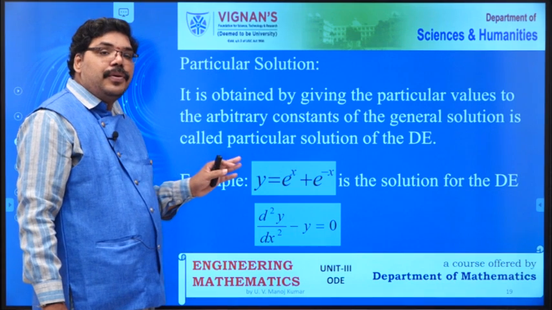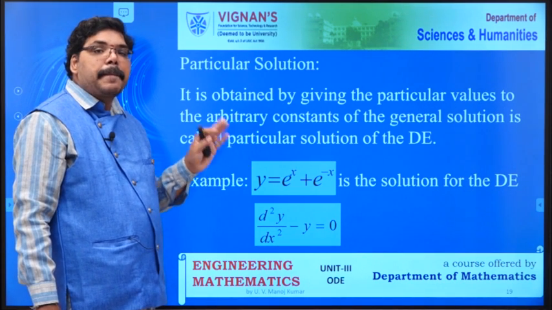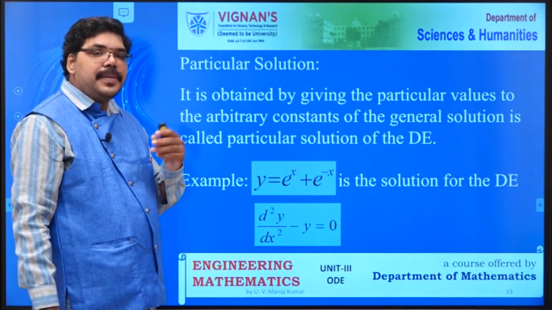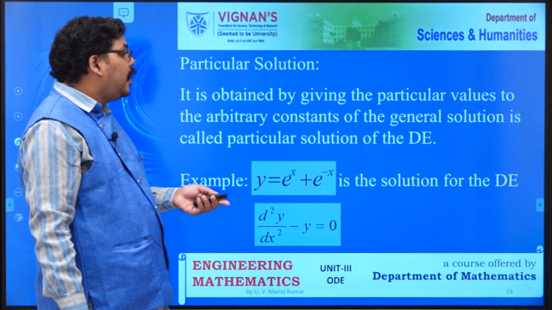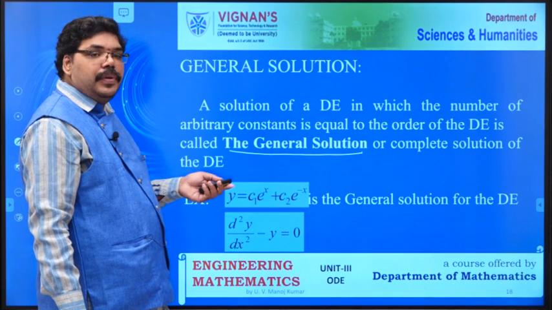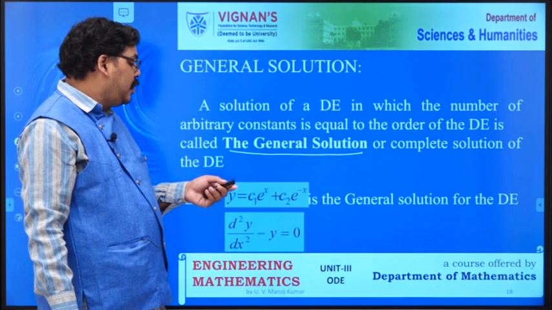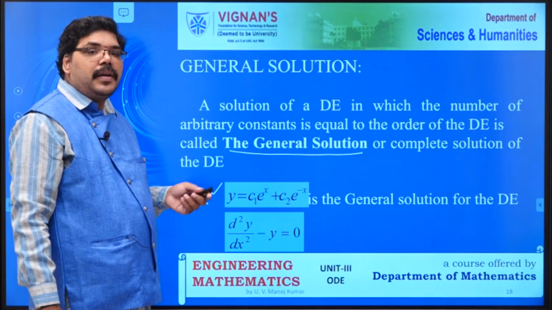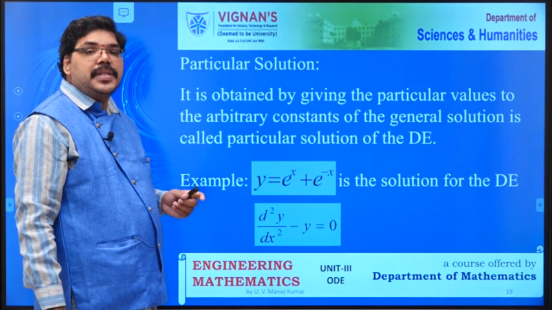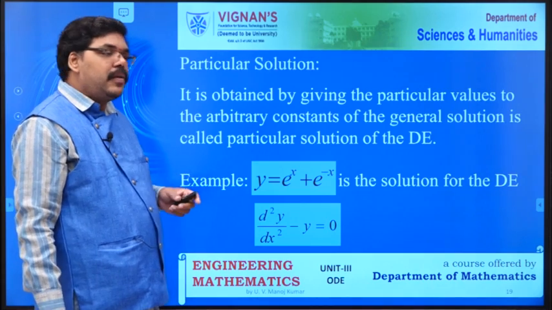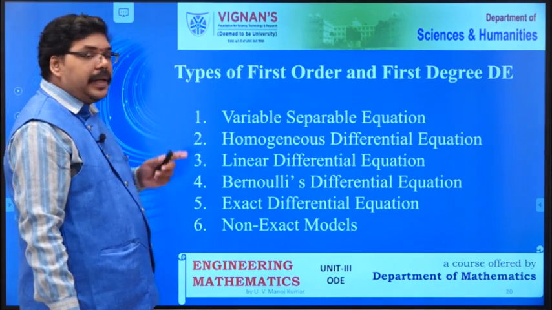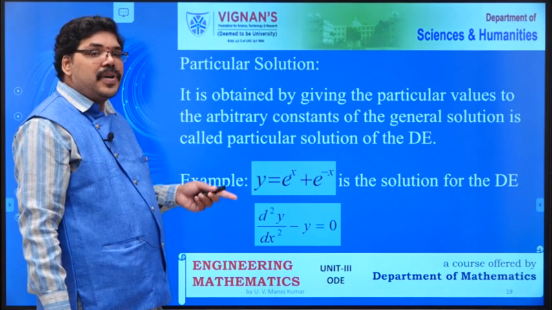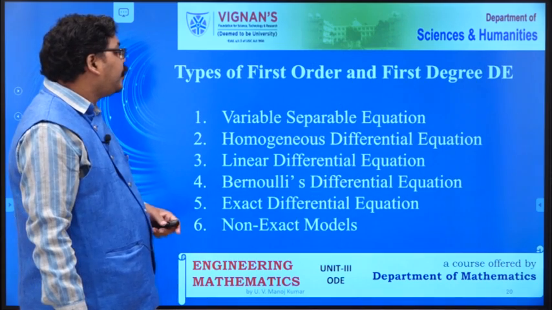Mathematically, a solution is said to be a particular solution if the arbitrary constants are assigned some numerical values. So there are general solutions and particular solutions. General solution involves arbitrary constants. Particular solutions involve the values of the arbitrary constants.